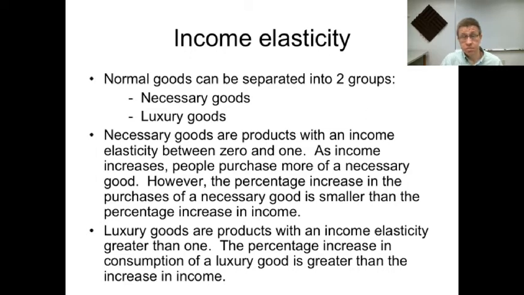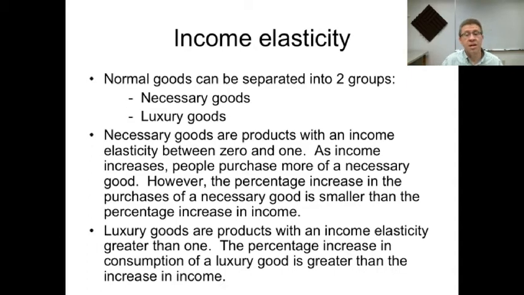For example, food. Let's just think of food as a broad category. Let's say your income doubles. Are you going to spend more on food? Probably, right? You have a little bit more money. You can spend more on the food you want to buy. Are you going to spend double the amount on food? Probably not. So that would mean this is a necessary good. The percentage increase in income caused some percentage increase in food purchases, just not as much as your percentage increase in income.